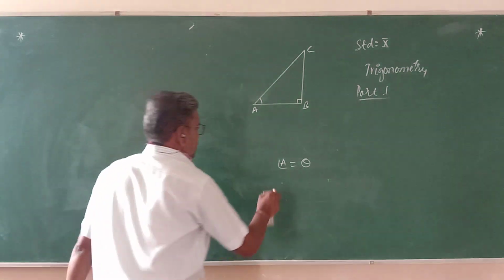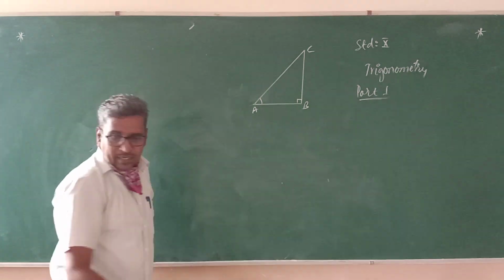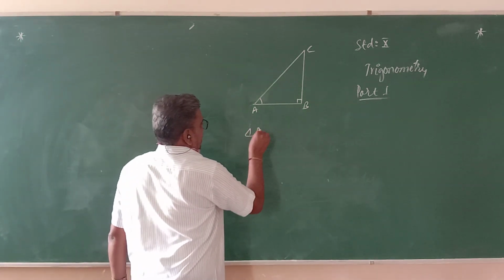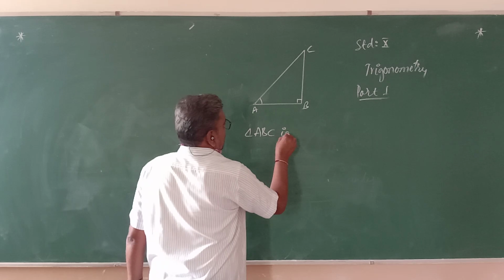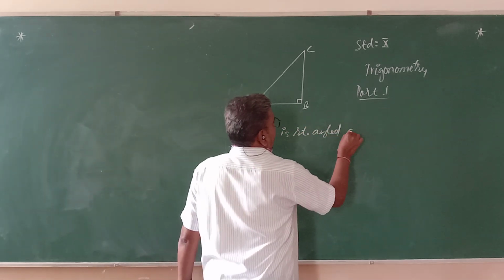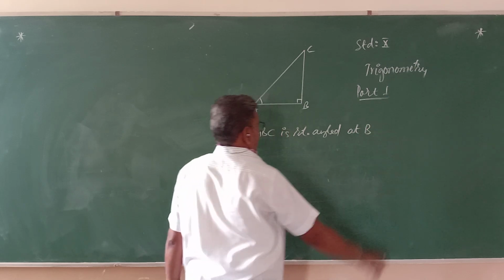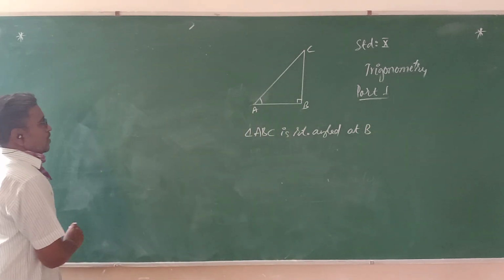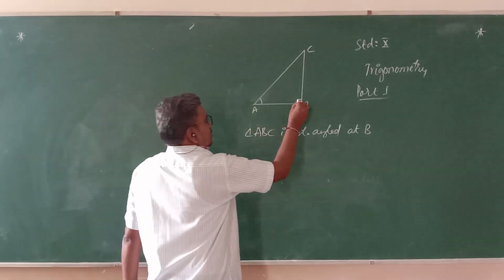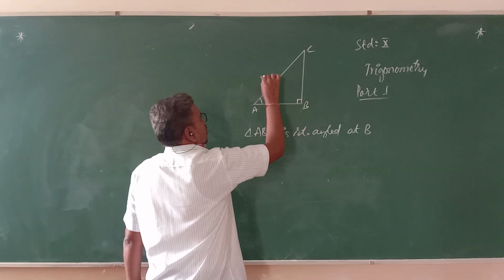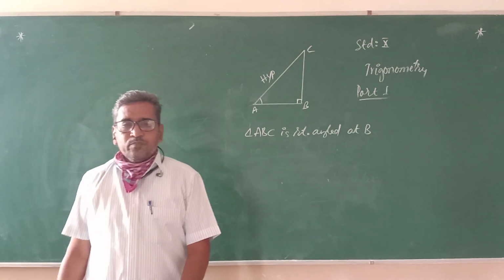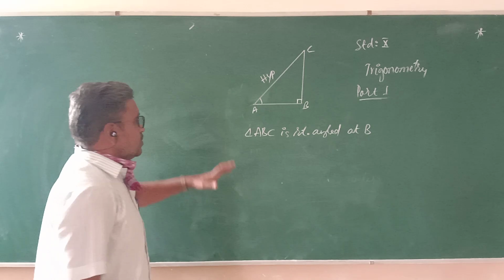So now we want to see about this. ABC is a right angled triangle, right angled at B. And the side opposite to the right angle is called the hypotenuse. Yes, the side opposite to the right angle is called the hypotenuse.